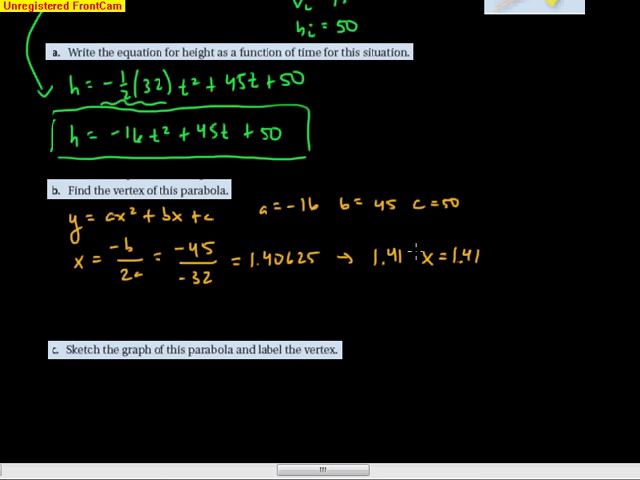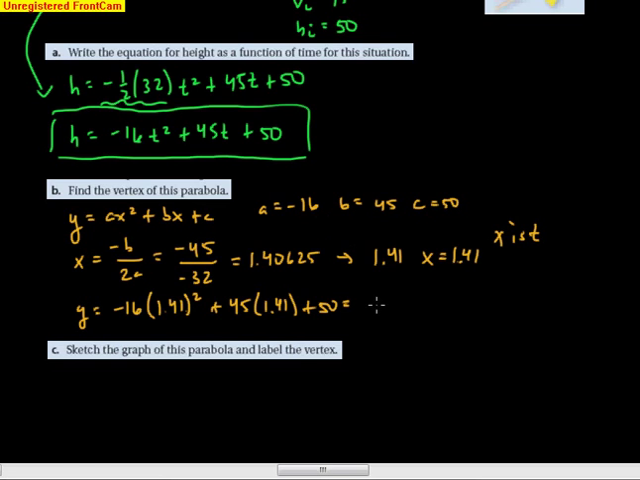If I was going to graph that, I'd be putting it on my graph. But I want the vertex. So to find the complete vertex, I need the y. So we're going to take this x value and plug it into the function. Now again, remember that x is just t, right? x is t, and y is h. So when I find y, I'm going to just plug it in. Negative 16 times 1.41 squared plus 45 times 1.41 plus 50.